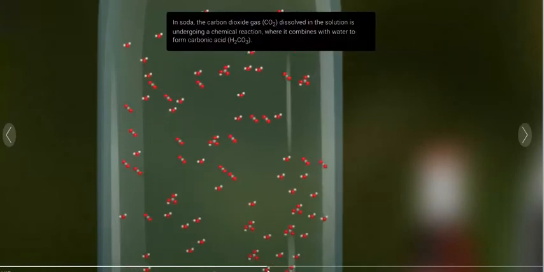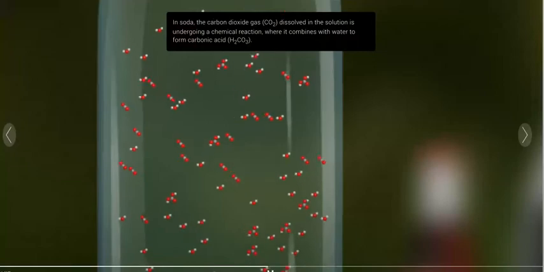In soda, the carbon dioxide gas dissolved in the solution is undergoing a chemical reaction where it combines with water to form carbonic acid. CO2 plus H2O yields H2CO3. This reaction is reversible, meaning that the carbonic acid can decompose into carbon dioxide and water. The reaction is happening in both directions all the time.